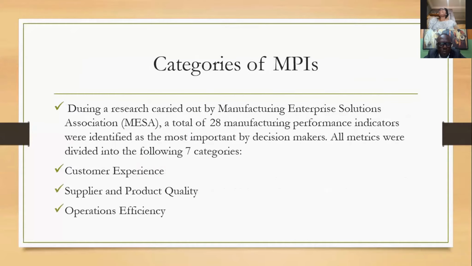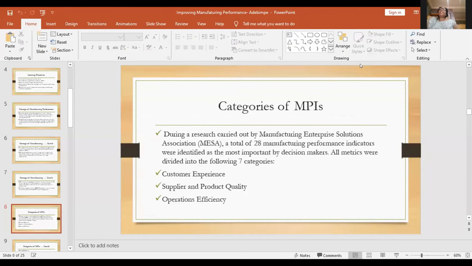What are the categories of MPIs that we need to look at to be able to improve performance? During a research carried out by the Manufacturing Enterprise Solutions Association, MESA, a total of 28 manufacturing performance indicators were identified as the most important by decision makers. All metrics were divided into the 7 following categories.